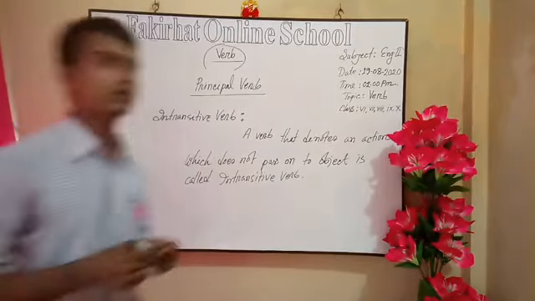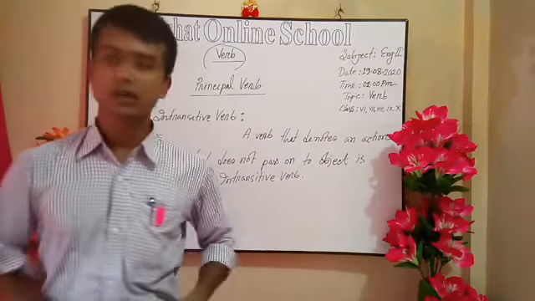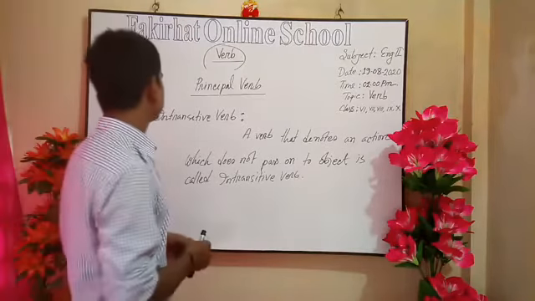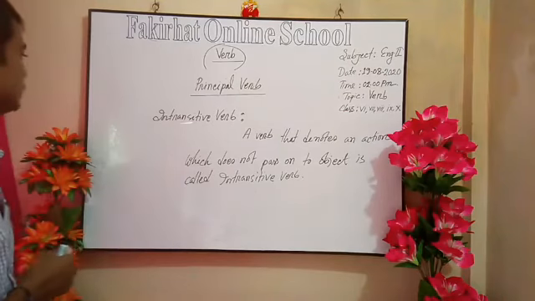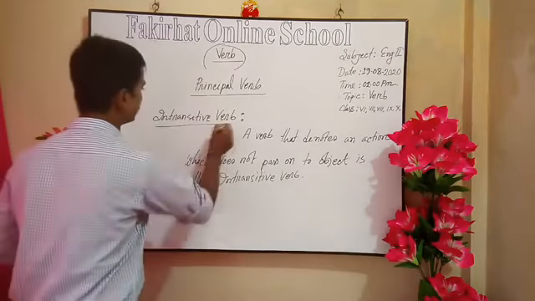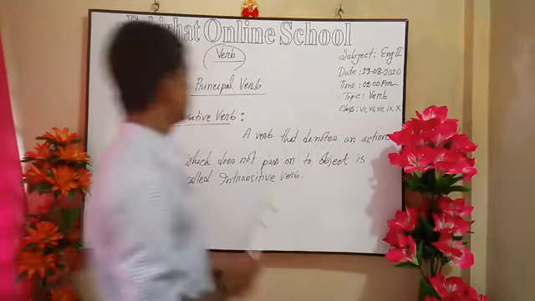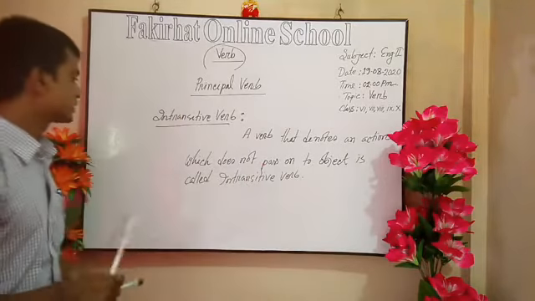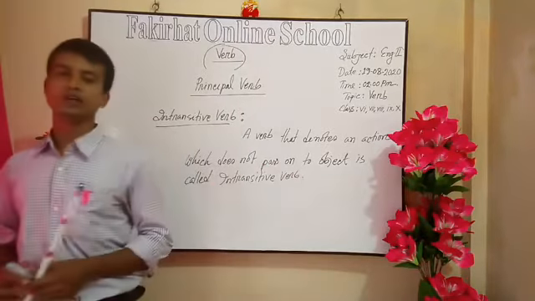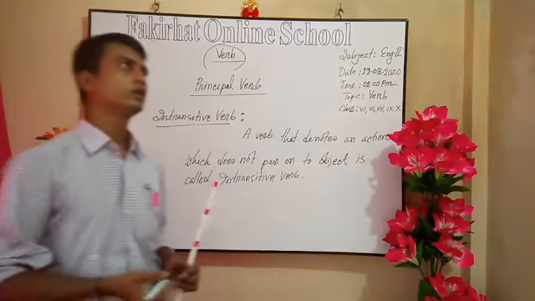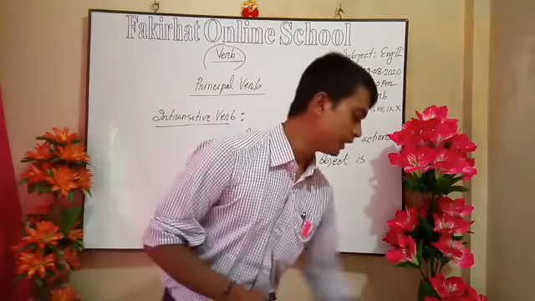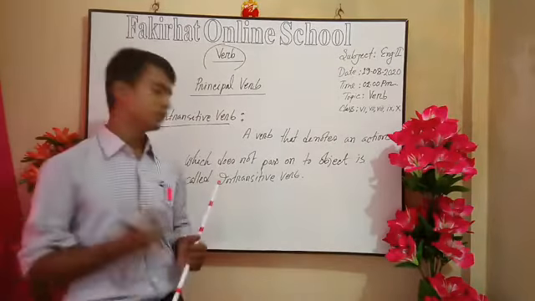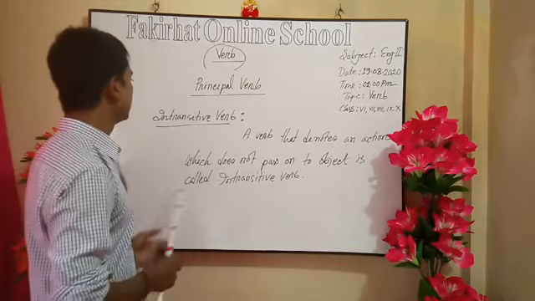So dear students, look at the whiteboard and write it down in your notebook. What is an intransitive verb? A verb that denotes an action which doesn't pass on to an object is called an intransitive verb. In a word, we can say an intransitive verb is a verb that doesn't need an object to express the real meaning of the sentence.